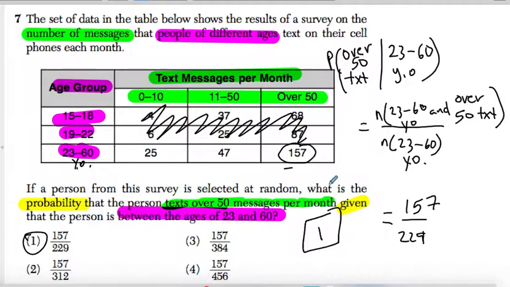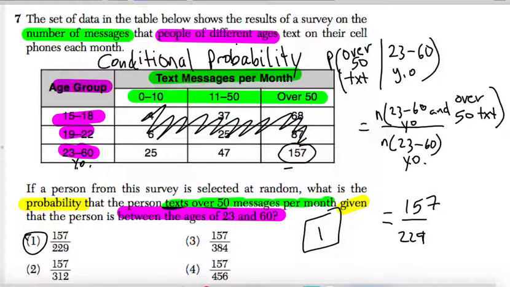All right, so the topic is conditional probability. So if you know conditional probability, this problem is no problem at all. So you want to make sure you know the different probability rules, and in this case it's conditional probability. Answer choice 1. All right, pause the video if you need to. We're going to move on to question 8.